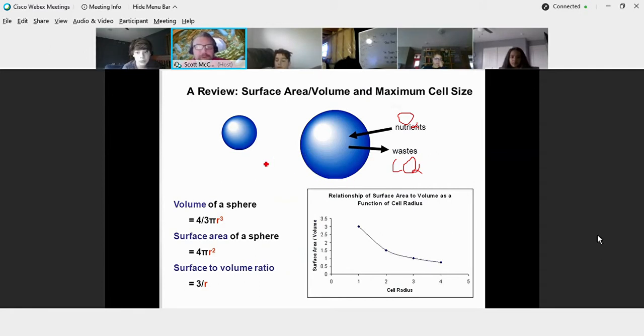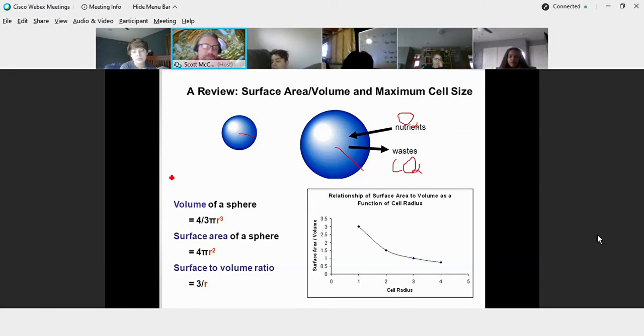When you drop down in size, it's a lot easier to move something from the middle and move it out. If I'm in the middle here and I'm a very large cell, it's very difficult for me to get all that waste product out on the surface area. And what happens is cells literally die if they get too big because they can't get the waste product out and they can't get the nutrients in an efficient, quick manner. So this is why cells are small.